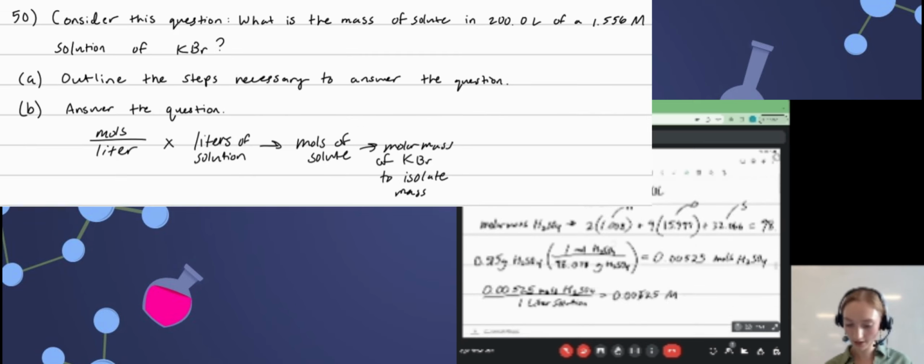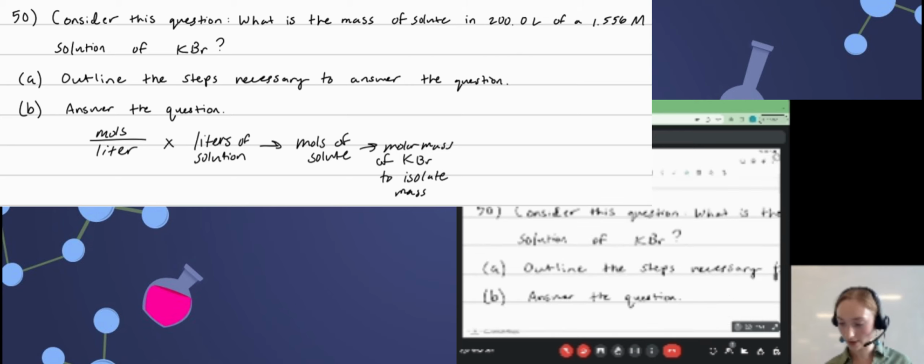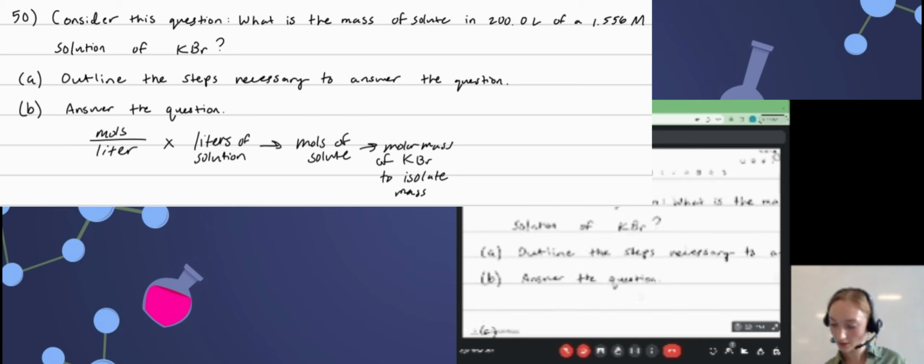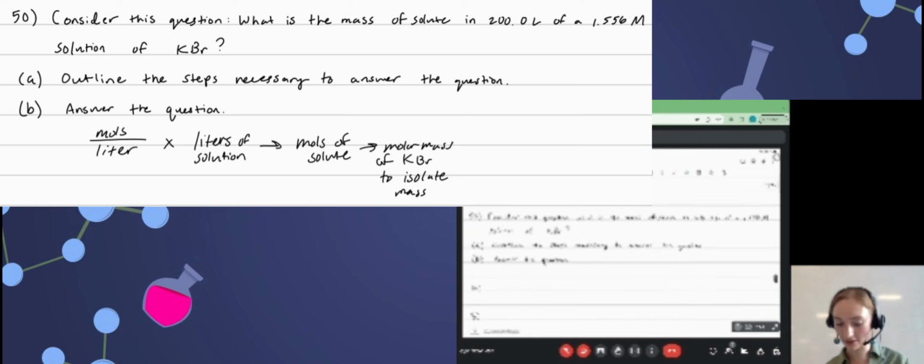And so this question is going to be question 50. And so it asks, I'll just read it out since you won't be able to read it too well. Don't worry if you can't really see it on the screen. So the question asks, consider this question. What is the mass of solute in 200 liters of a 1.556 molarity solution of potassium bromide? So we're working with a mass of a solute and also a concentration of this solution.